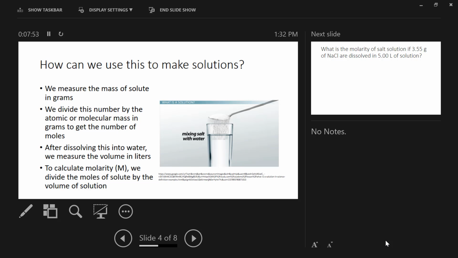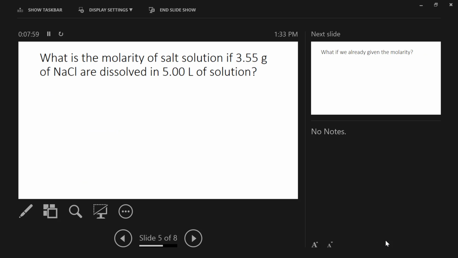Okay, you ready to do it? Let's do some problems. Yes, yes, yes. So what is the molarity of a salt solution if 3.55 grams of sodium chloride, of salt, are dissolved in 5 liters of solution? Okay, so here's another framing question for your notes.